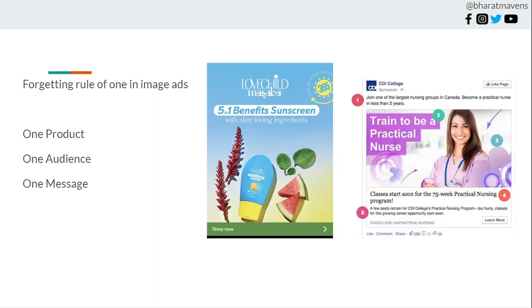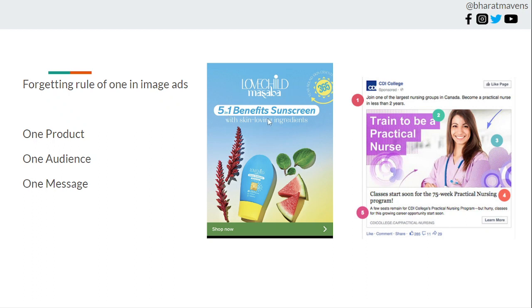Next, the rule of one in image ads. The left side is a very poorly made image ad. On the right side, it's a very good image ad. So what's the rule of one? You market one product to one audience with one message. One product is being followed in this image, but nothing else is being followed. Neither is it talking to one audience, nor does it have one message.